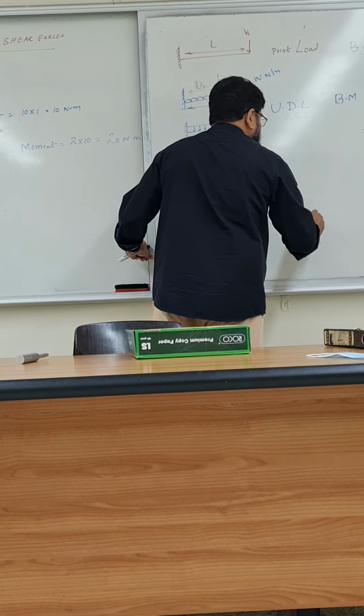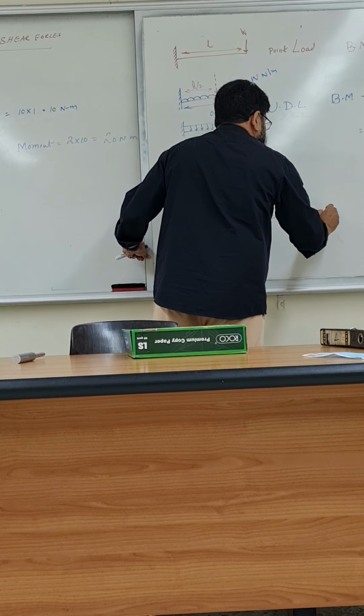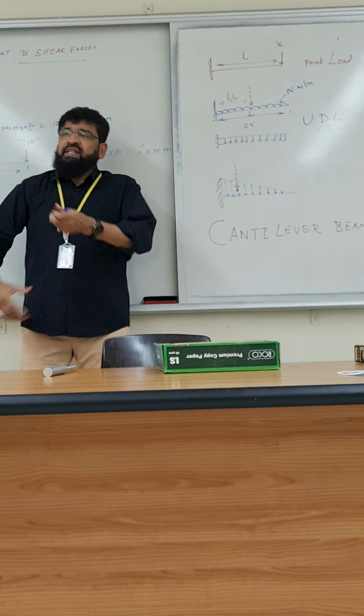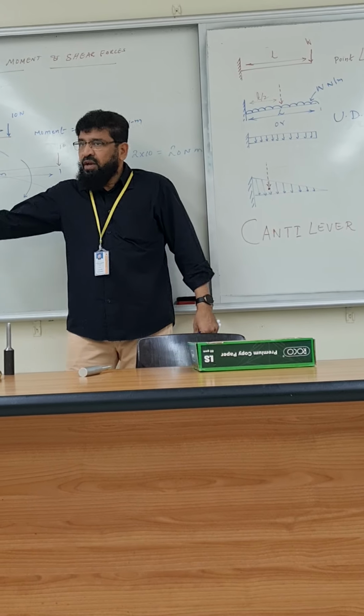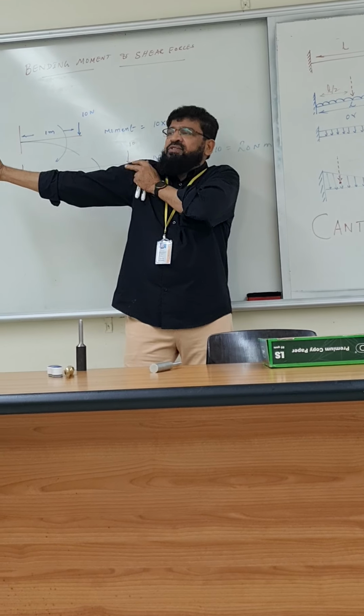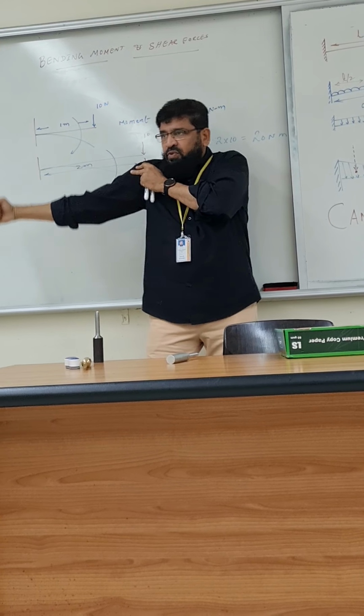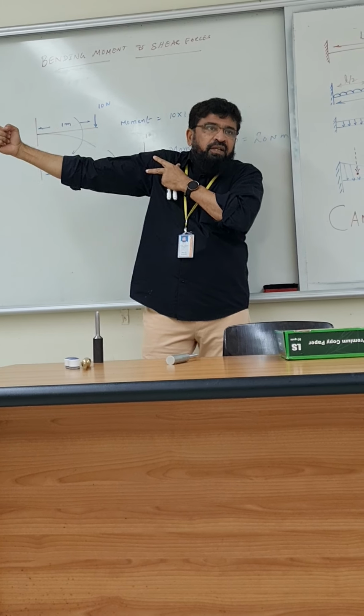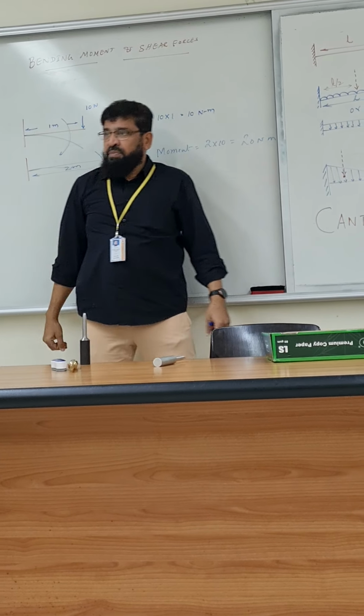Cantilever beam. Cantilever beam means what? It is a beam which has support only on one side, like our hand. I hold a dumbbell or something, only this has to support, does it? It is going down, so what this has to do? It has to move it up. Is this clear? So this is called a cantilever beam.